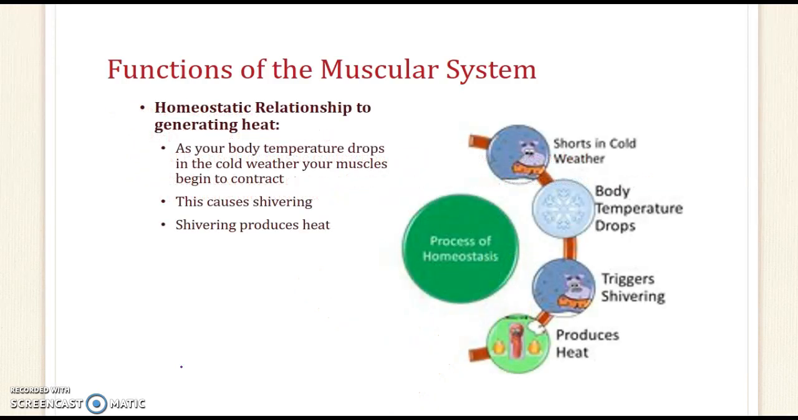So for example, you're very, very cold. Your body temperature drops. You start to shiver. The skeletal muscle contracting, causing you to shiver, is going to produce heat. So next time you are out in the cold and you start to shiver or your teeth start to chatter, that's your body trying to maintain a stable body temperature.